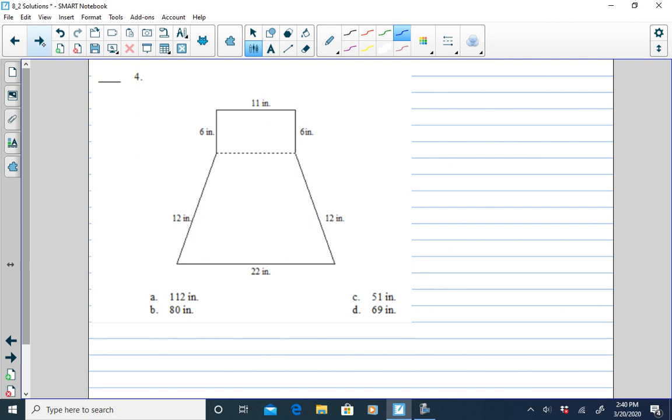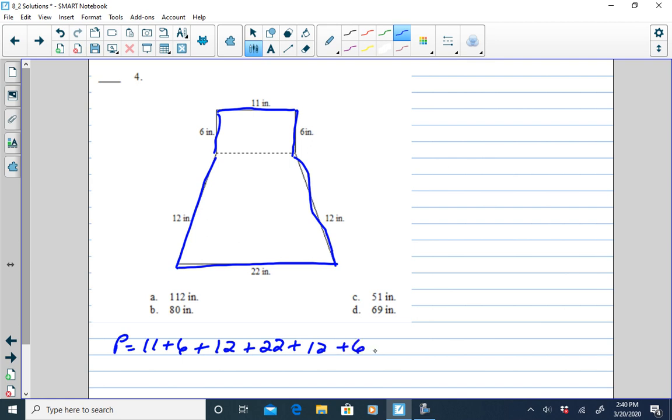Now question 4 is the easiest of them all because to find the perimeter, we simply have to add all of the segments here, and we're given the lengths of all of those segments. So if we add all of these segments together, right, I highlighted them in blue, that's going to give us the perimeter. So the perimeter is going to be equal to 11 plus 6 plus 12 plus 22 plus 12 plus 6.